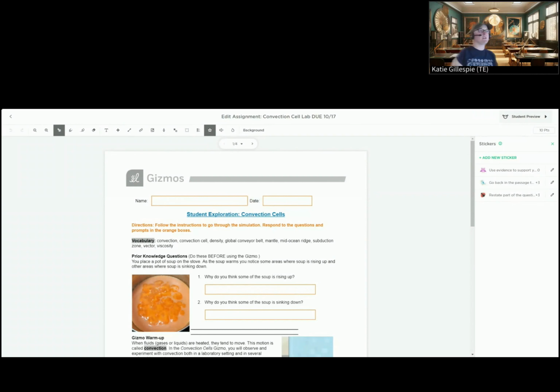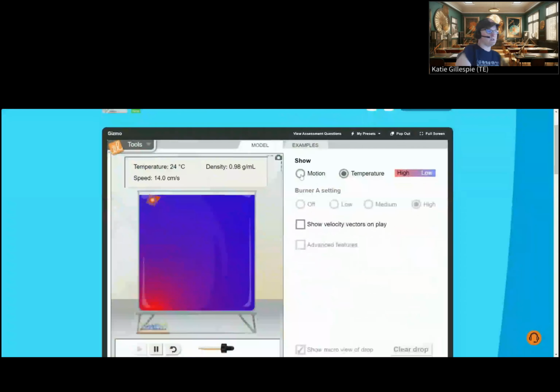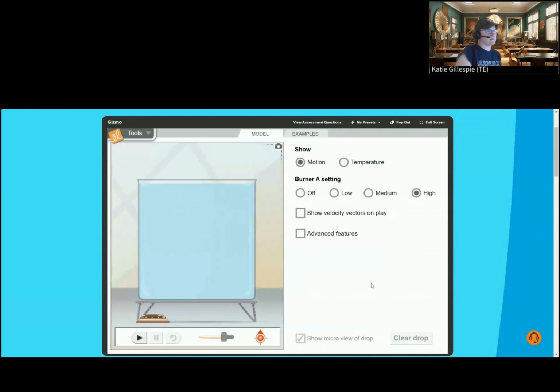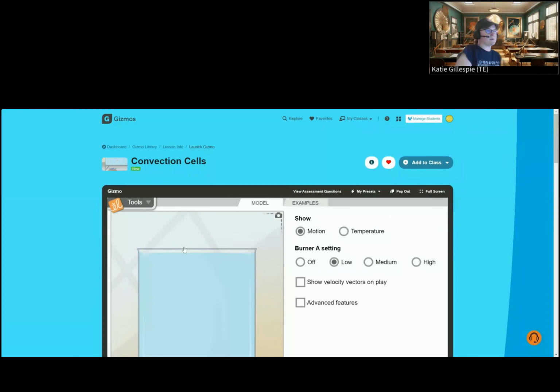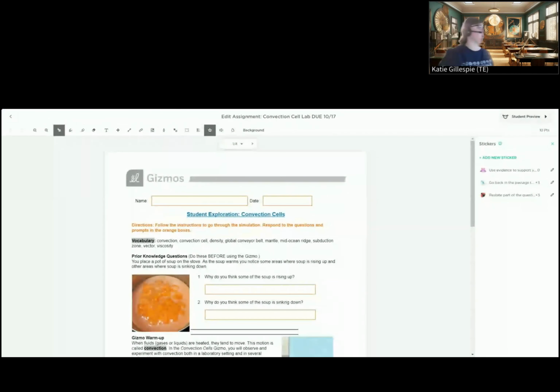For this lab, you will need the Gizmos pulled up, and it is called Convection Cells. It looks like this to begin with. Okay, it's in each one of your classes. Also, you will need the class kick, which looks like this. It's called Convection Cell Lab, due 10/17, should say 10/18. I'll change that today.